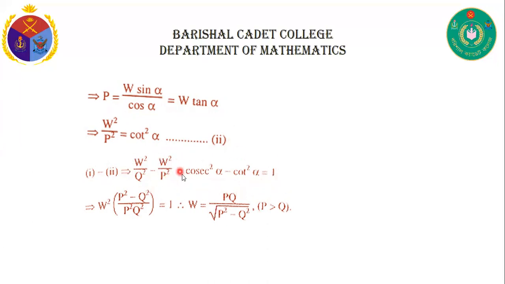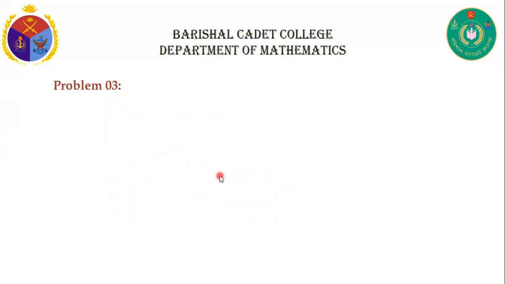We know the trigonometric formula, that is 1. So now take common W square and taking LCM, that is W square times P square minus Q square by P square Q square equal to 1. So W equal to PQ by square root of P square minus Q square, where P greater than Q. That's the problem 2, it is really important.